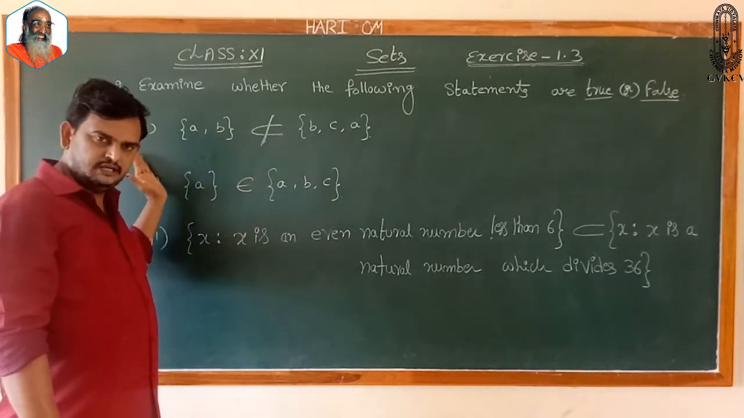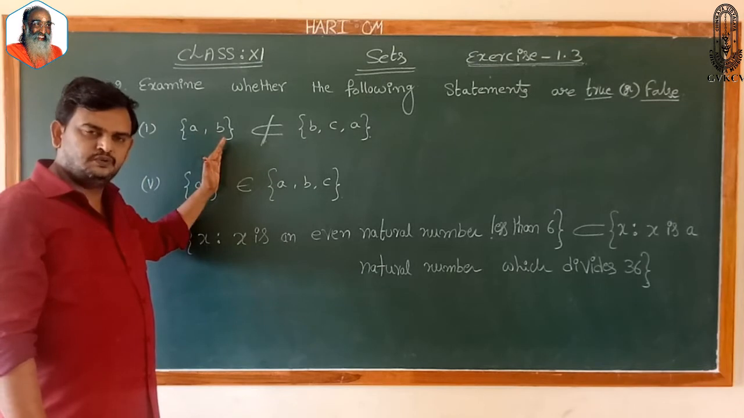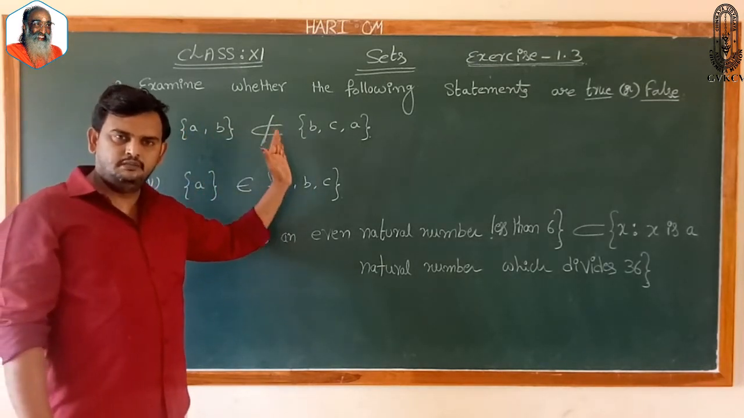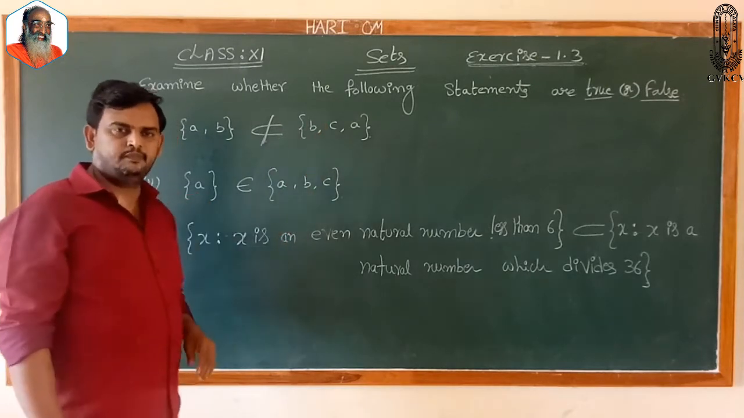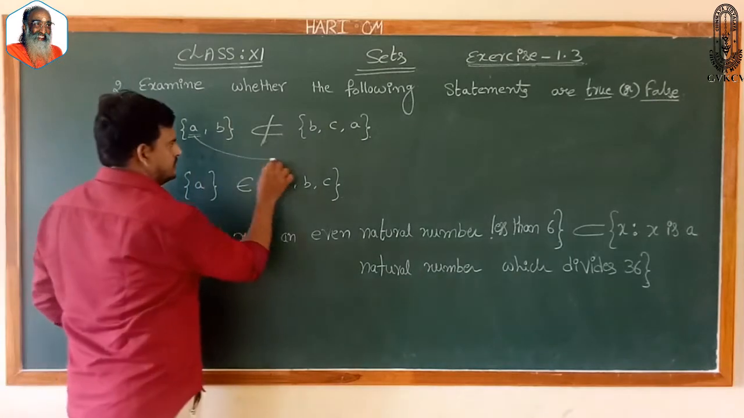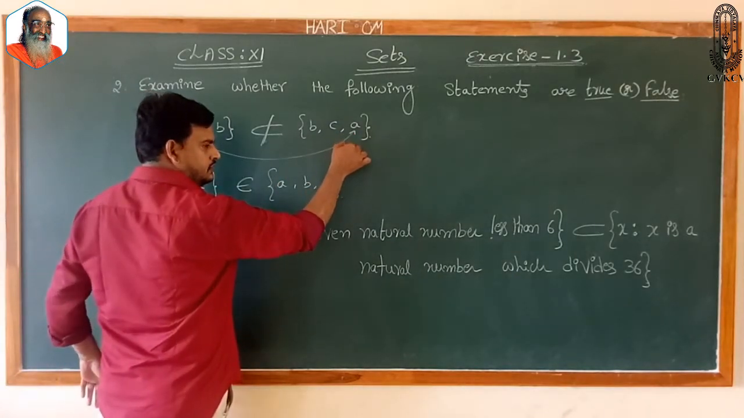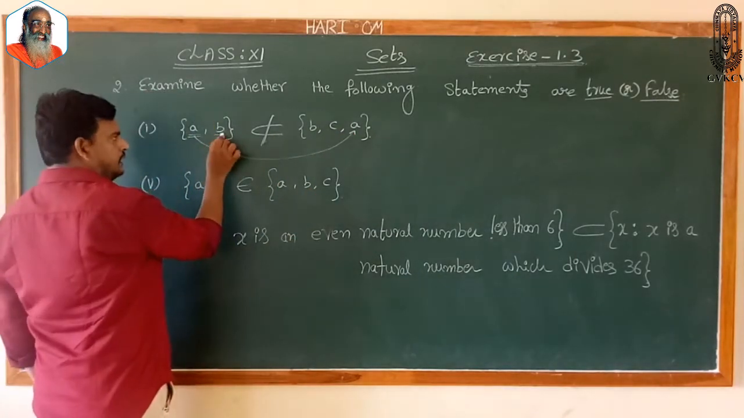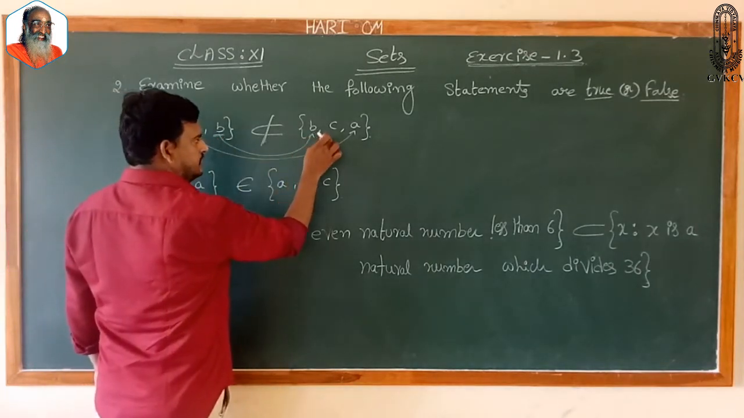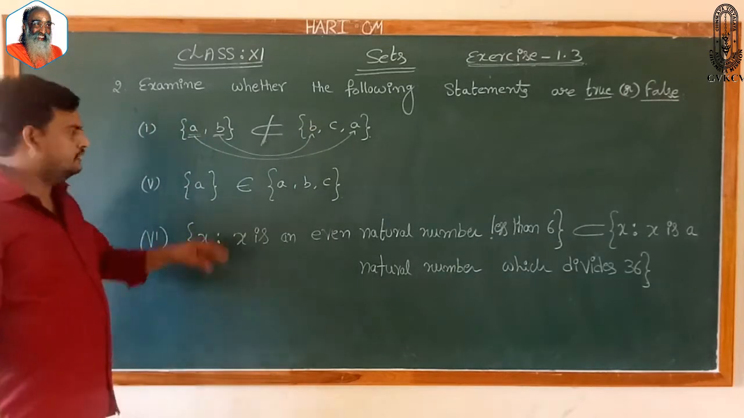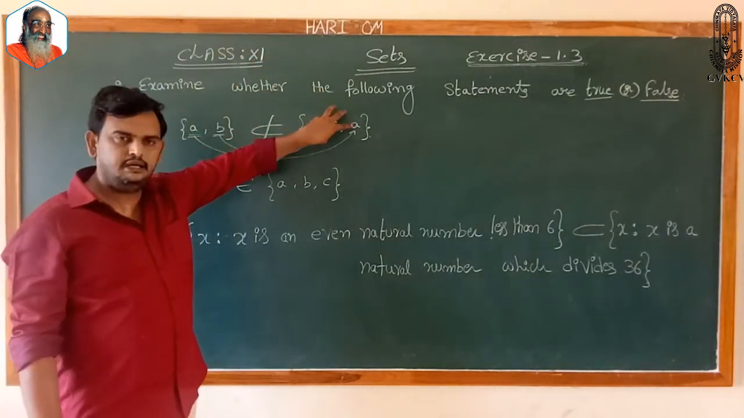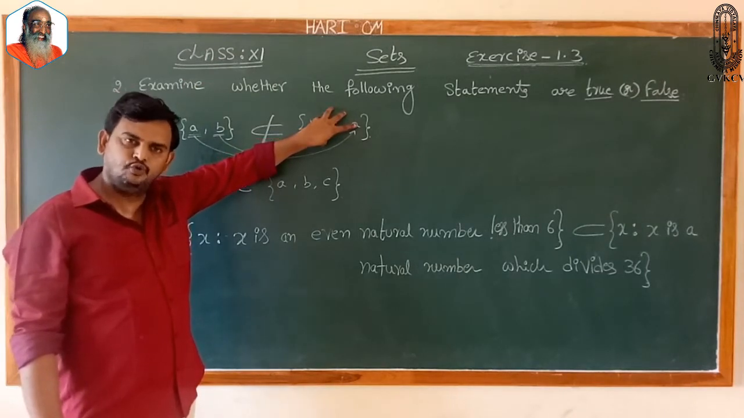Now, on the left hand side, what are the elements we have? A, B. On the right hand side we have B, C, A. Here I have the element A and the same element is also there here. Here I have the element B. The same element is also there here. This means that all these elements are present in this set also.